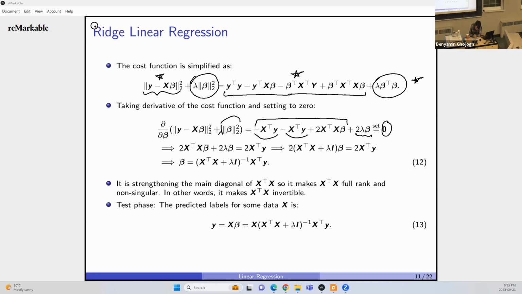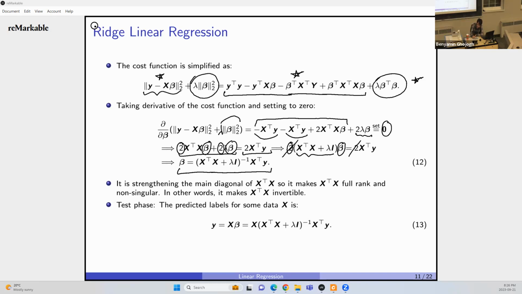So what happens? These two simplify to minus 2 X transpose y. I bring them to the right hand side. It's this. The rest is at the left hand side. I can factor out 2 here. Also factor out beta here. Agreed? So I'll have this. These two 2's cancel each other. Then this is a pain in the neck term. I left multiply both sides by its inverse. So I'll have this, right?